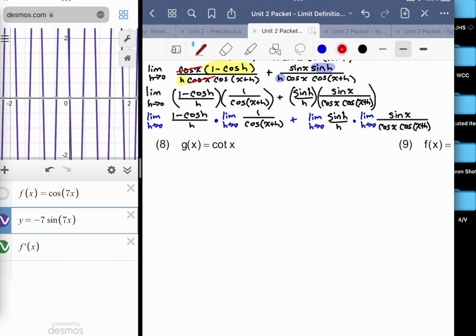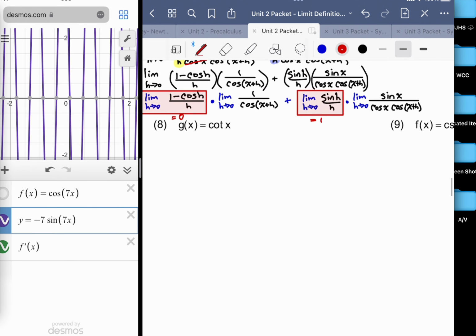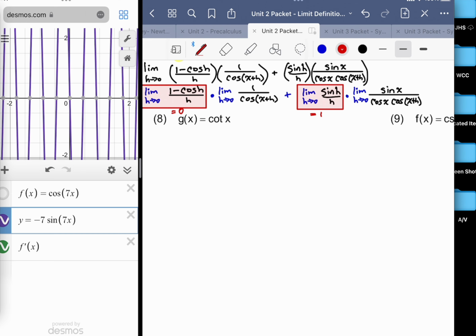All right. So the limit as h approaches 0 of 1 minus cosine h over h, that's equal to 0, which makes the first half of this expression irrelevant, because it's all going to cancel away. This piece is equal to 1, so that becomes irrelevant. So the only thing that's actually relevant in this whole expression is this last limit here.